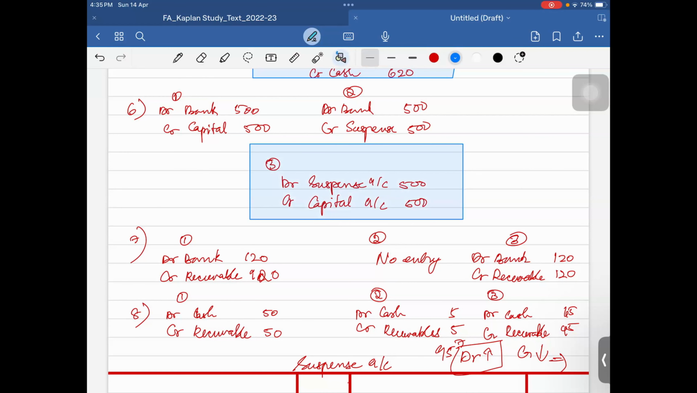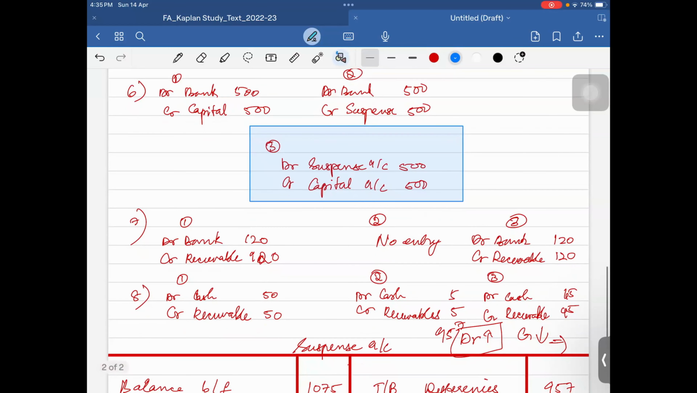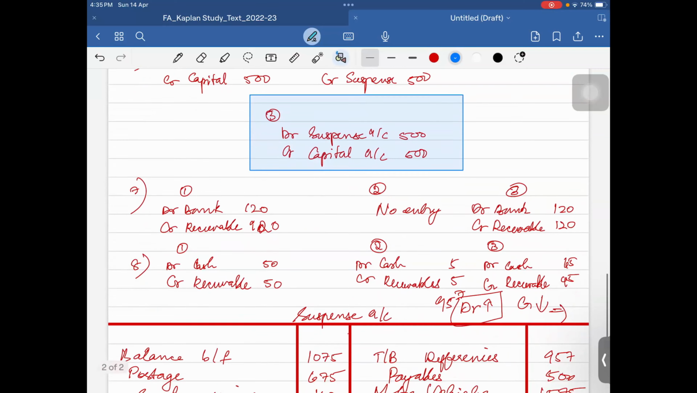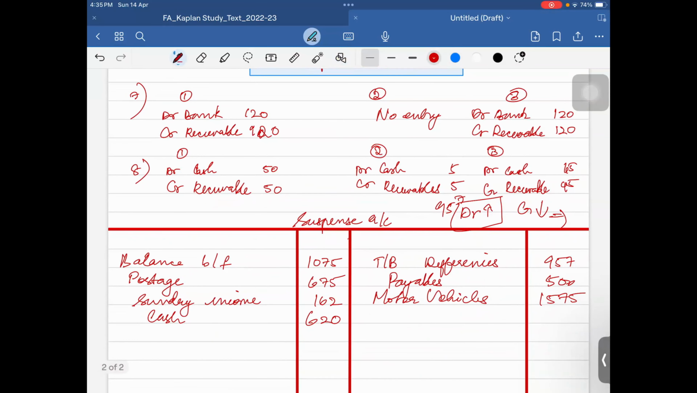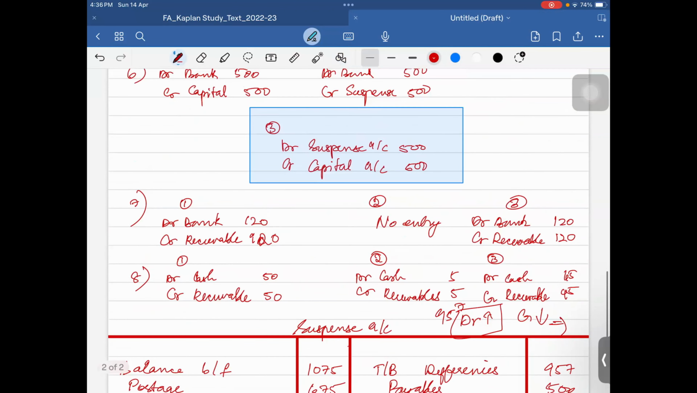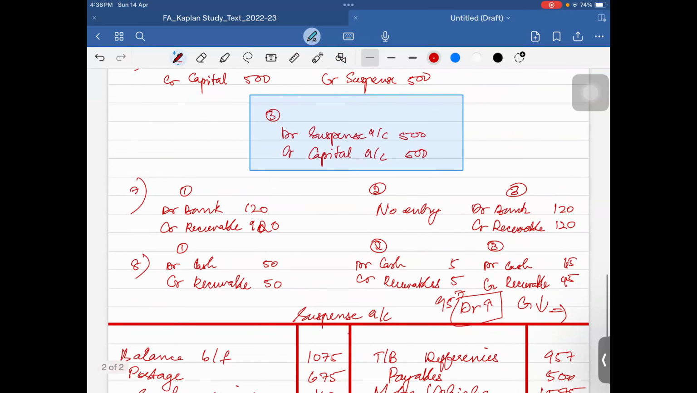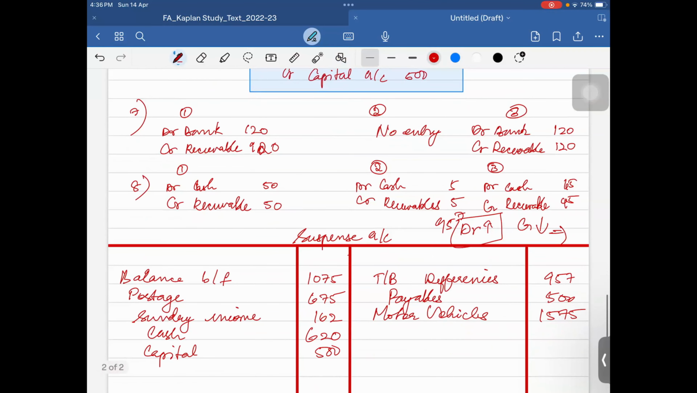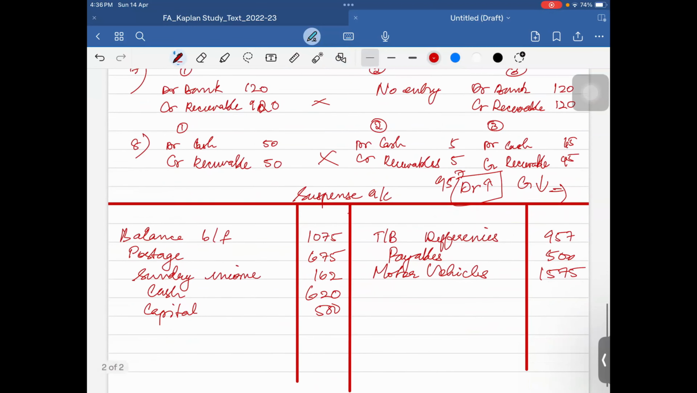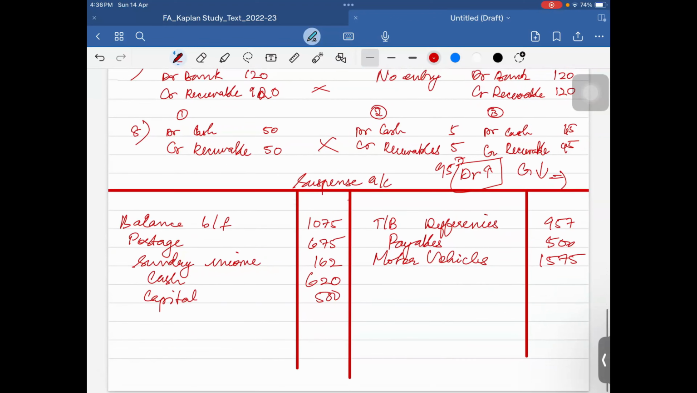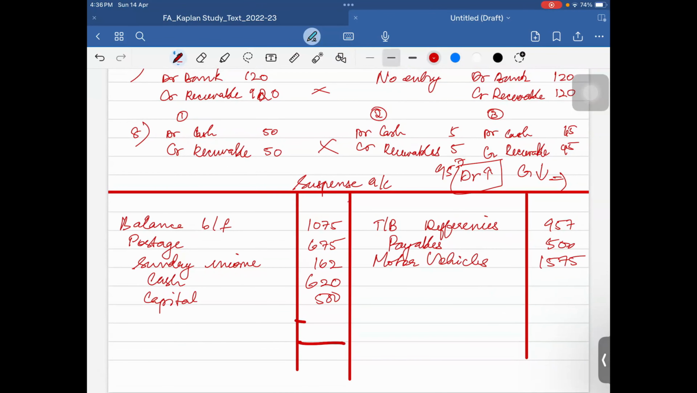Sixth one. Suspense to capital, right? So suspense is on the debit side. So capital also comes on the debit side of how much? 500. Right? Is there suspense for this one? No. So this is not taken. Is there suspense for this one? So it is also not taken. No. Clear? Now, if you have done everything right, this should tally.